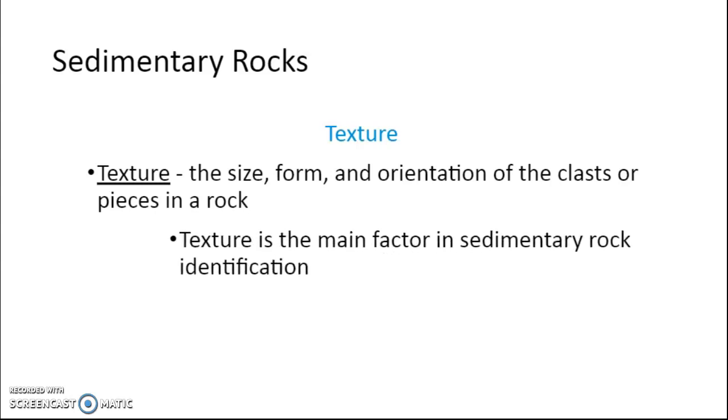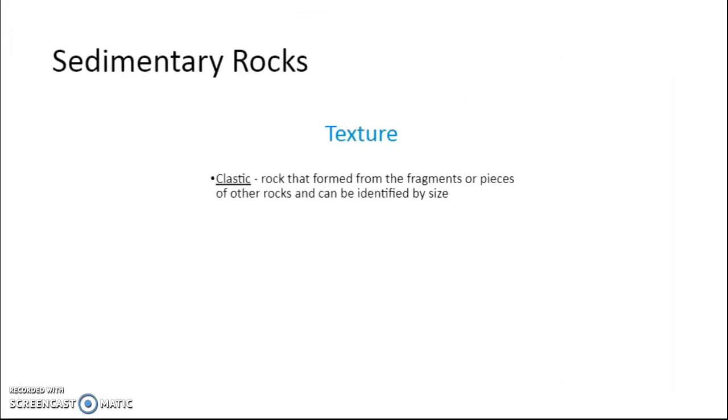So texture is basically the size, form, and orientation of the clasts, or what we call pieces in a rock. Clast just means pieces of a rock. It's the main factor in our identification of sedimentary rock. So let's look through some of that texture that we can have.